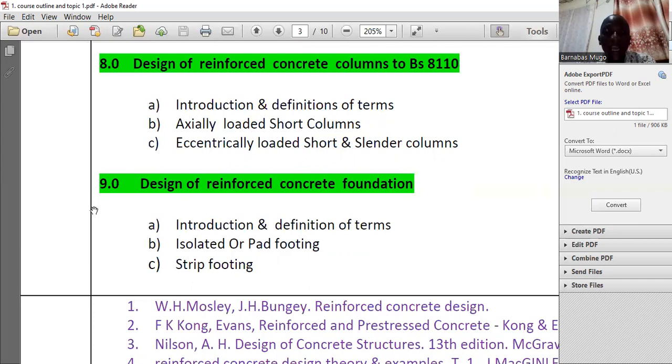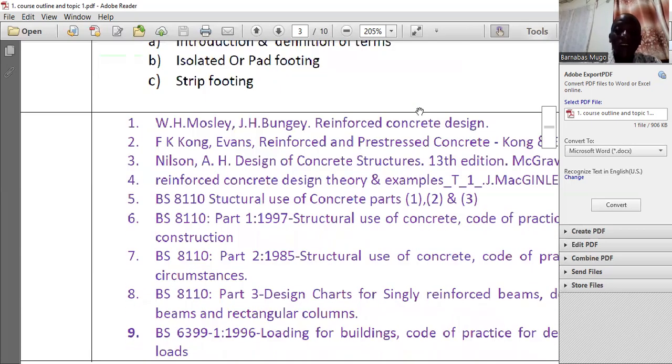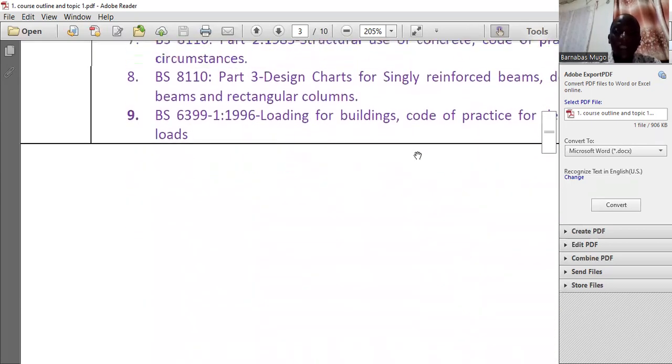Then we are going to look at the design of reinforced concrete foundations. That is, we are going to see the introduction and definition of the terms. We are going to look at the isolated or pad footing, and we are going to look at the strip footing. This is exactly what we shall do pertaining to this unit.